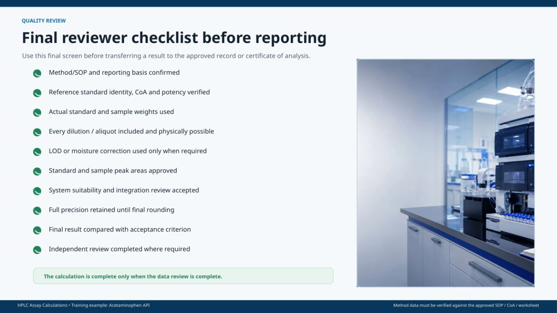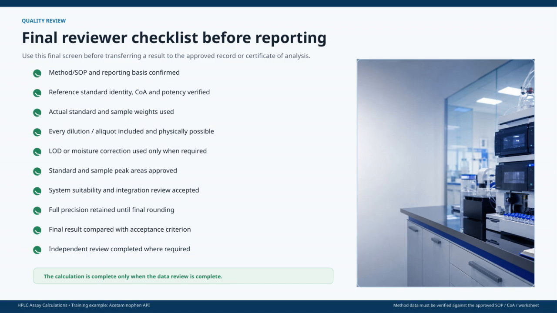Key points include confirming the method, SOP, and reporting basis are correct. We verify the identity, certificate of analysis, and potency of the reference standard. We also check the actual weights used for both standards and samples. Every dilution or aliquot must be accounted for and physically possible, with LOD or moisture corrections applied only when necessary. Standard and sample peak areas need to be approved, and we must ensure system suitability and integration reviews are accepted.